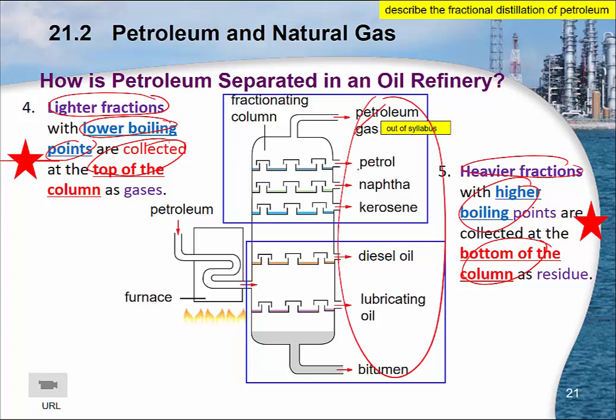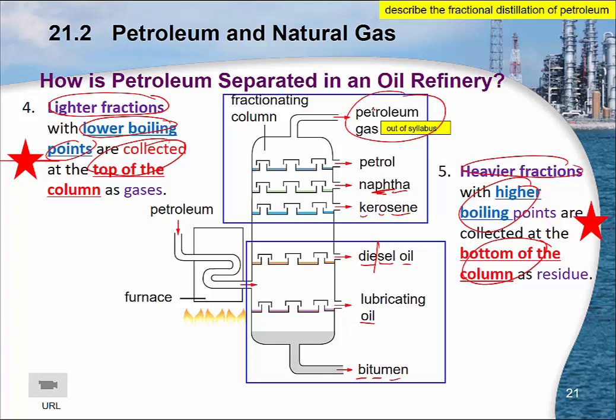You have petroleum gas, petrol, naphtha, kerosene, diesel oil, lubricating oil, and bitumen. Now, petroleum gas is out of syllabus, okay, but you still need to remember that this is the first position, and then followed by petrol, naphtha, and so on. Take note of the spelling. For example, naphtha, N-A-P-H, P-H pronounced as F, naphtha, T-H-A. Kerosene, diesel oil. Easy to remember the spelling is diesel, D-I-E-S-E-L, diesel oil. Lubricating oil, and of course bitumen. Okay, these are the 7 fractions.